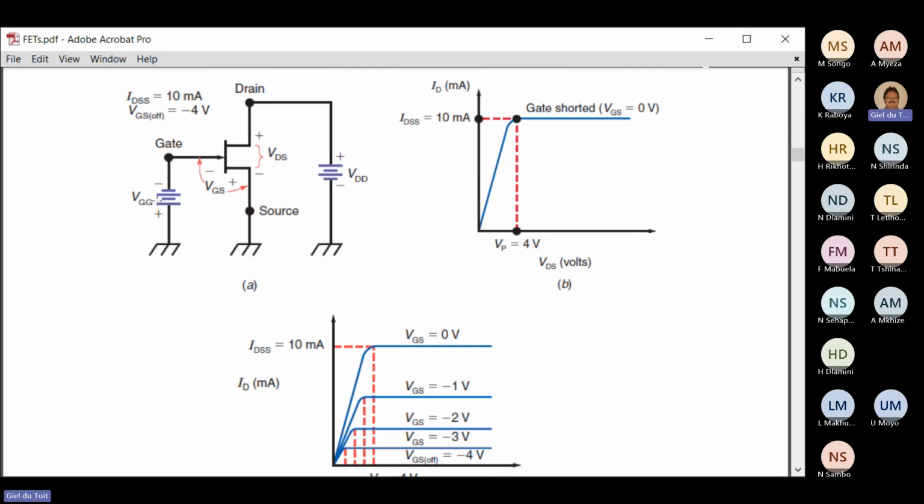When there's no battery here, and we short the gate to the ground here, then this graph works, and basically the 10 milliamp current flows in this region through the drain source. 10 milliampere current will flow with no battery voltage, 0 volt there.